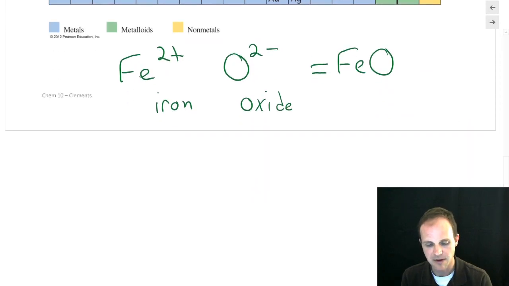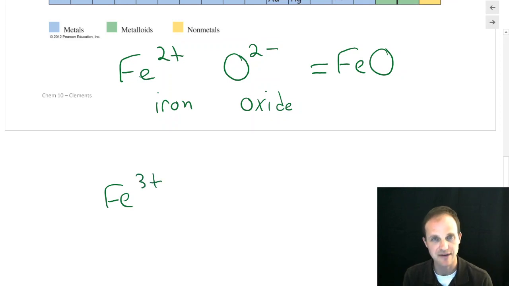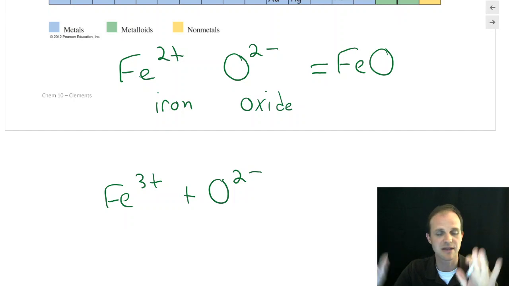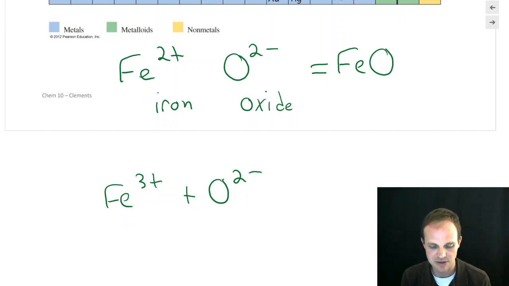Great! But what if somebody did some chemistry and instead of Fe2+, they did some chemistry with Fe3+, and they combined it with O2-? Well, now those don't balance out 1 to 1. I'm giving away 3, I'll take 2. That doesn't balance out. What do we have to do? We have to make sure they balance out.